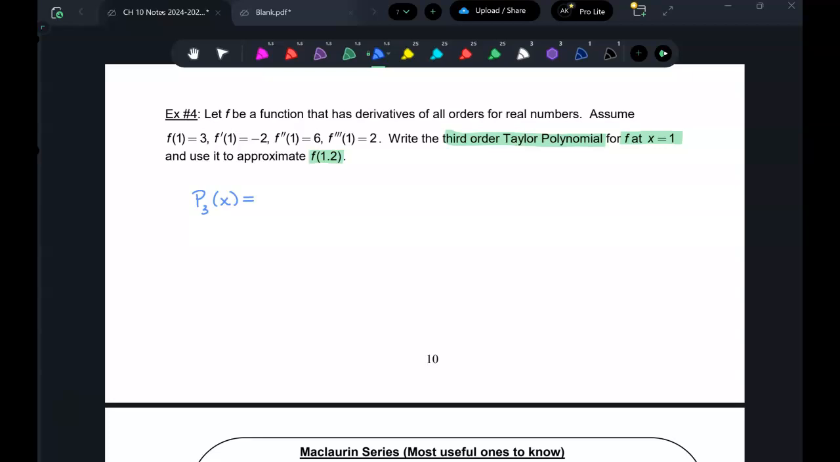Okay, so f of 1 is 3, minus 2 times (x minus 1). Don't forget, our center is now at 1. Then plus 6 times (x minus 1) squared over 2 factorial, right? Plus 2 times (x minus 1) cubed over 3 factorial.